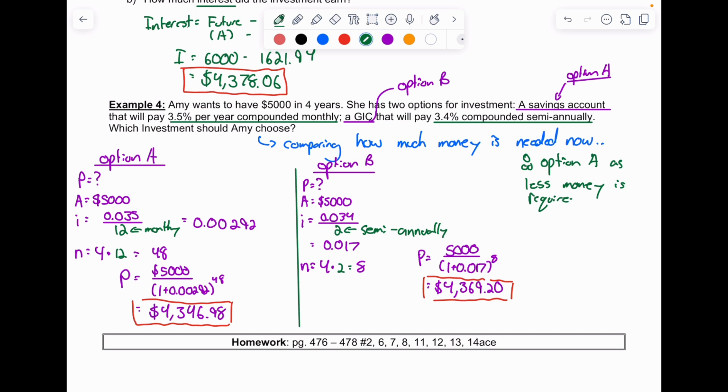to reach $5,000. Or another way of thinking about it is option A actually grows faster than option B because you start with less money and you actually make the same amount. So it is growing at this faster rate. That's another way you can think about it.